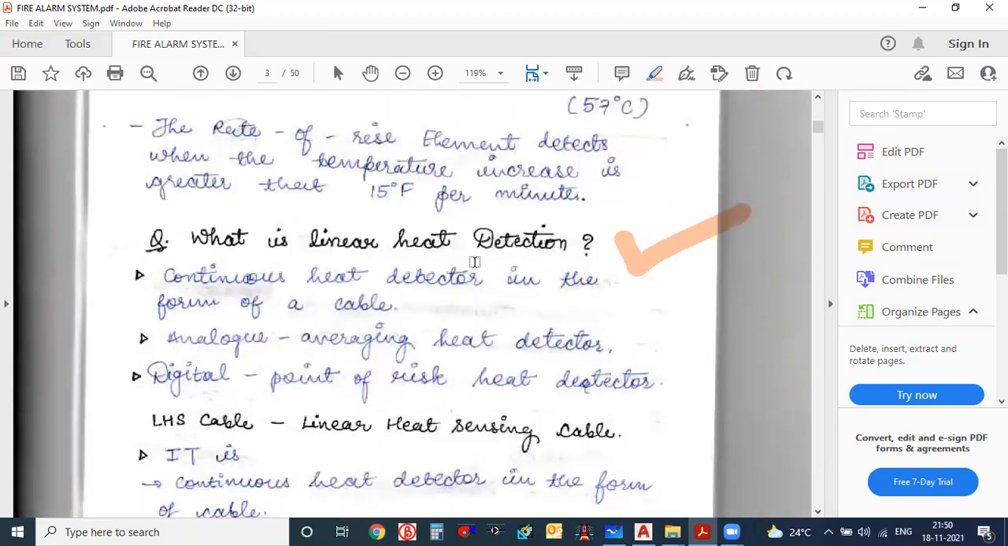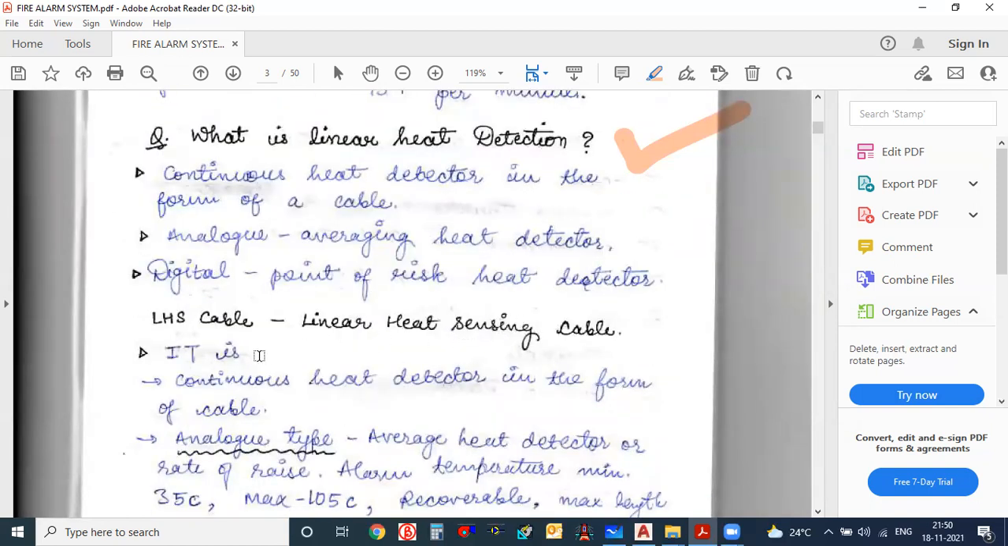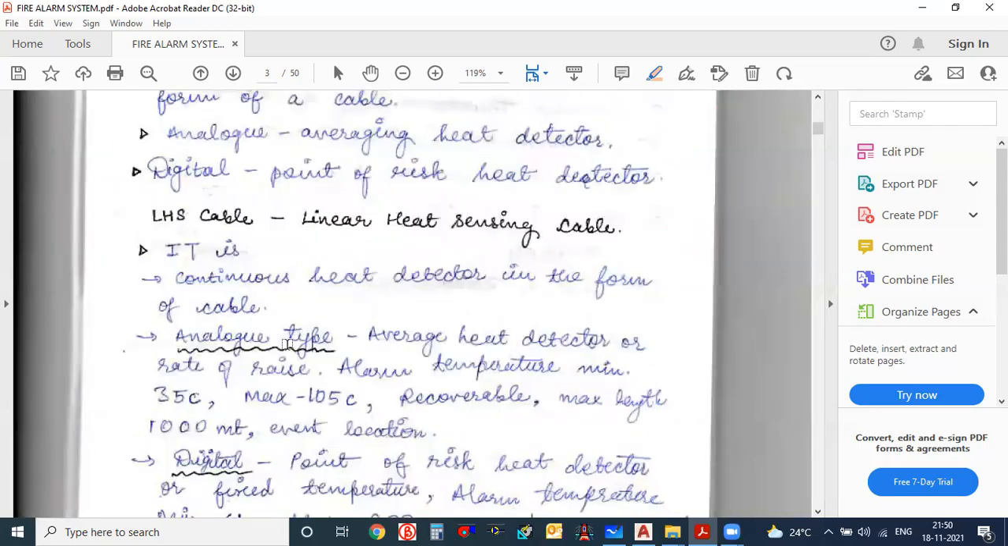The definition is given here: linear heat detection is a continuous heat detector in the form of a cable. It will act like a cable. You will not see any detectors, but the cable will be running. Digital means point of risk heat detector. LHS cable, linear heat sensing cable, is continuous heat. Analog type is average heat detector, rate of rise.